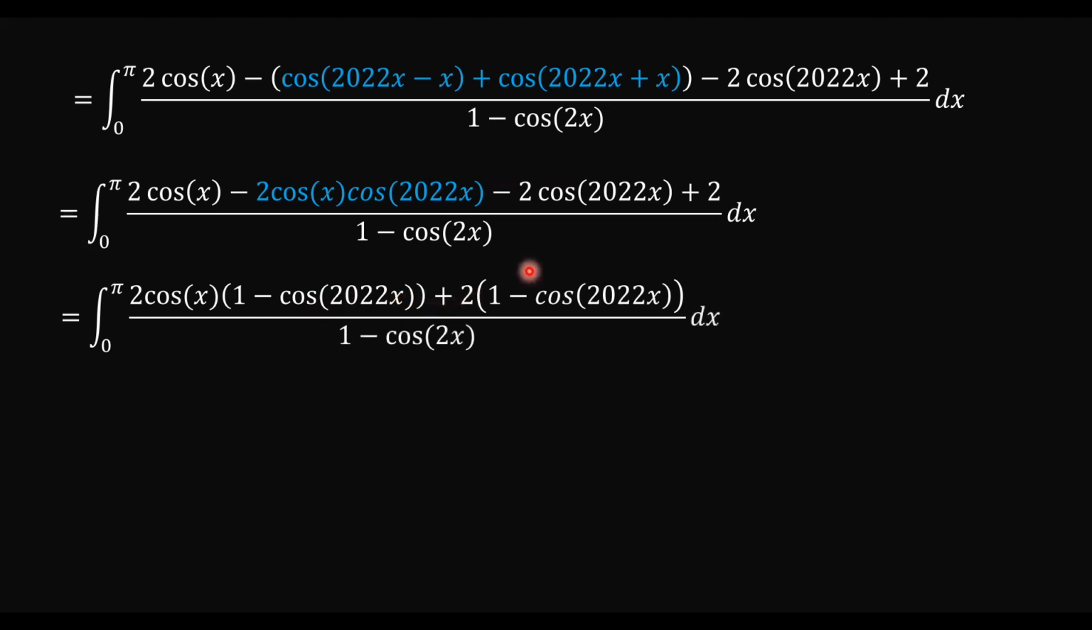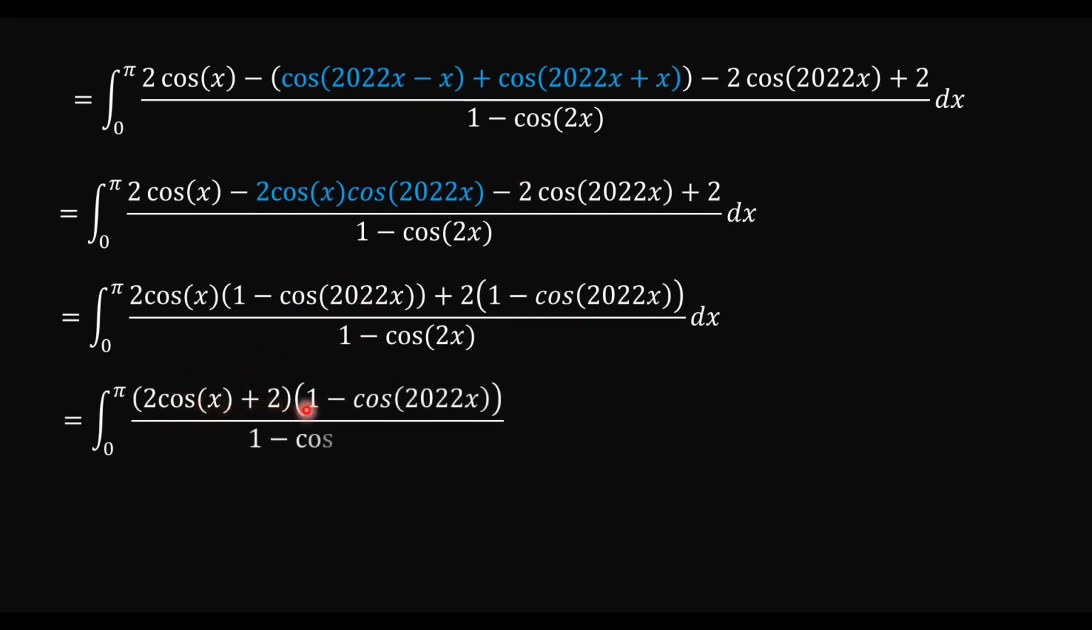For the last two terms, we can begin by pulling 2 out, and then we have 1 minus cosine 2022x. So we have a common term, 1 minus cosine 2022x, that can be factored away, so that we now have 2 cosine x plus 2, times 1 minus cosine 2022x, as the numerator.